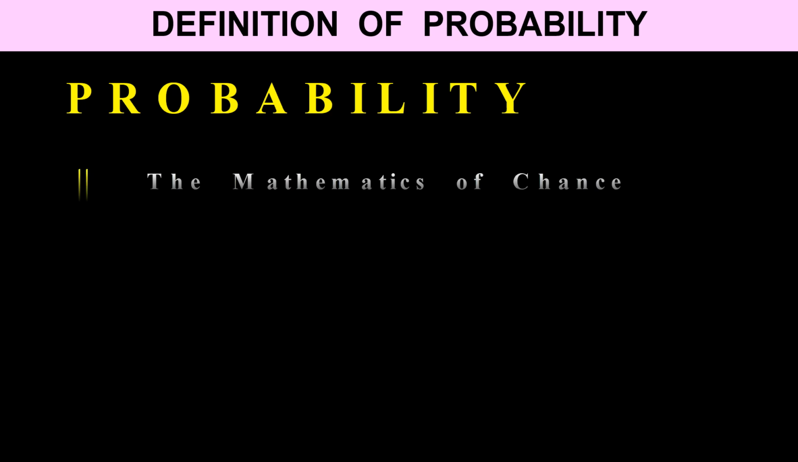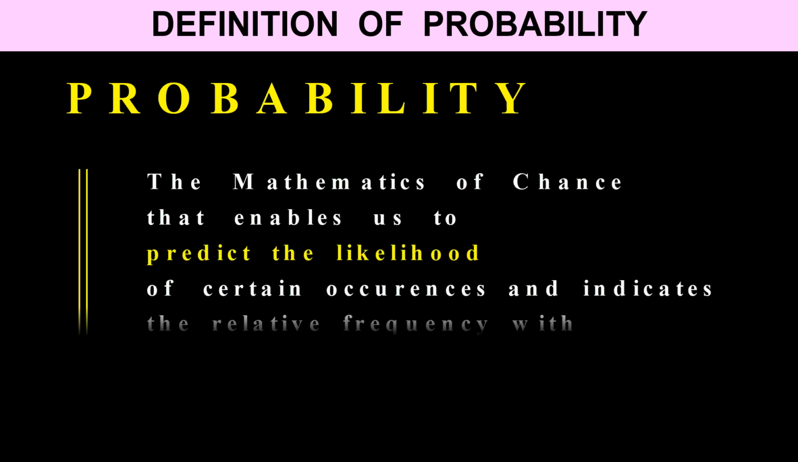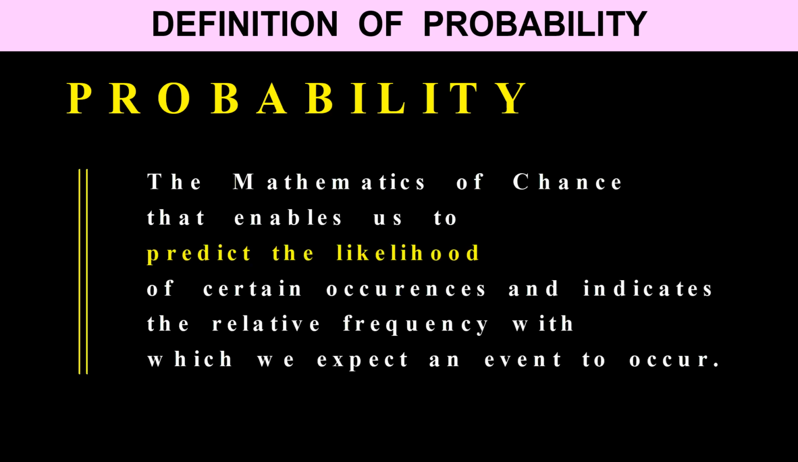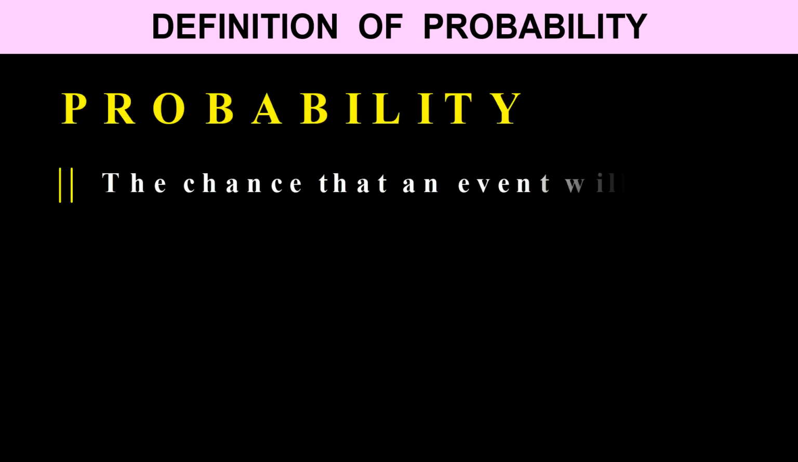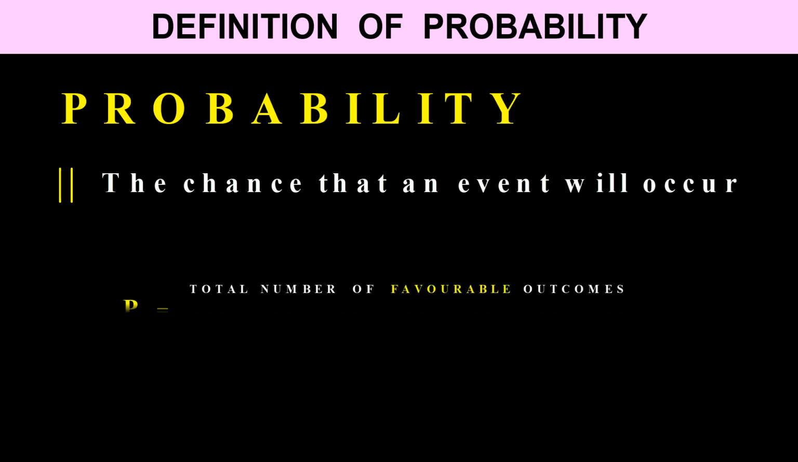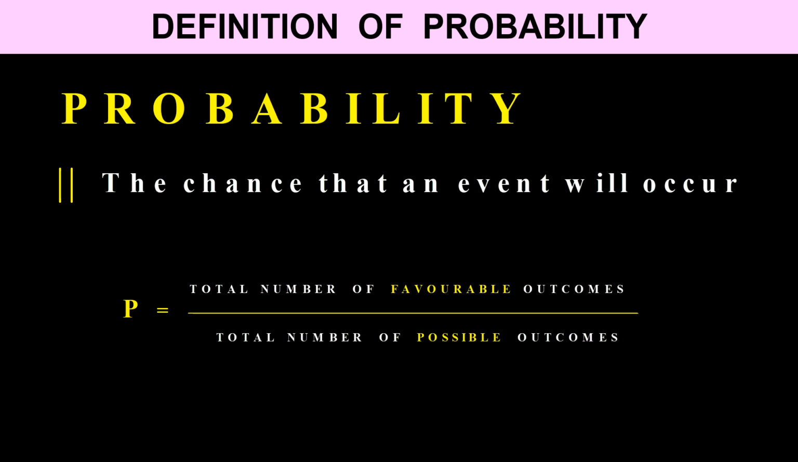What is probability? It is the mathematics of chance that enables us to predict the likelihood or foretell the likelihood of certain occurrences or happenings, and indicates the relative frequency with which we expect an event to occur. Briefly stated, probability is the chance that an event will occur. And to calculate the probability, we will have the total number of favorable outcomes divided by the total number of possible outcomes.